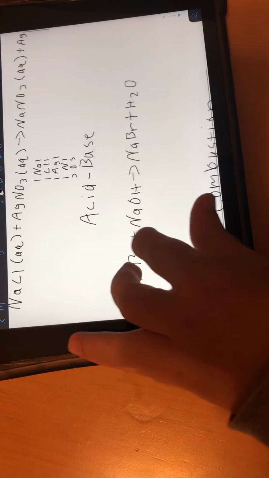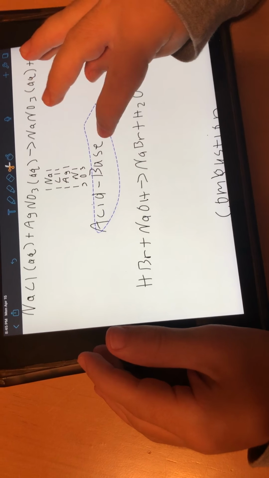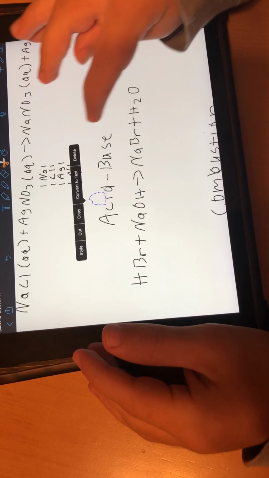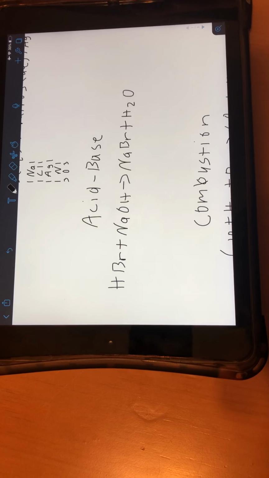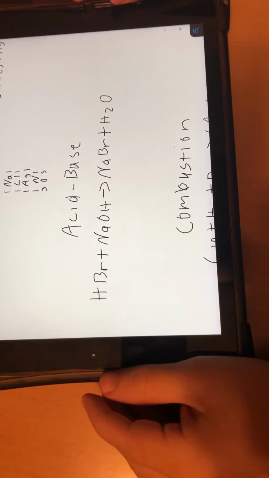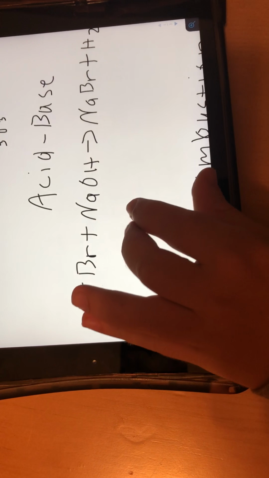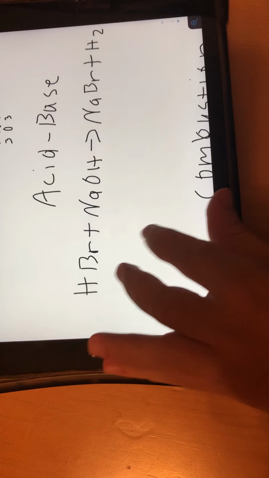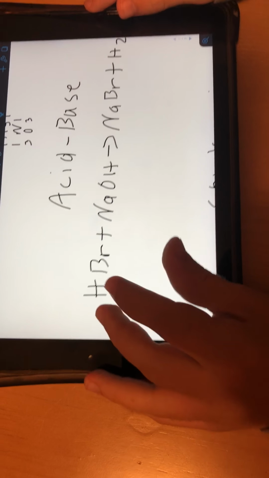So now we have an acid and a base. That was the double replacement. So now we have the acid base reaction. With the acid base reaction, you're gonna have an acid and a base. So the acid here is hydrogen, and the base is bromine. All right, and I didn't know H was acid.